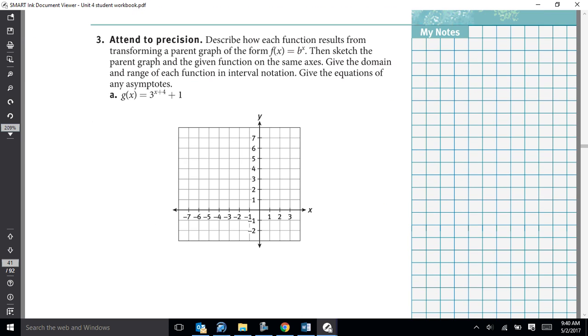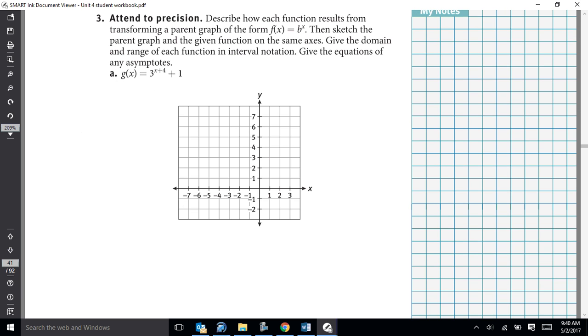All right, so now we're going to combine them. So if we look at A, we have 3 to the x plus 4, and then plus 1 at the end. Good. And so the 3, growth or decay? Growth, so we know our graph is going to start low and then increase. And then our plus 4, that's our x-axis. Are we moving to the left or to the right? We're going to move to the left 4. So we have growth, left 4, and then the plus 1 tells us up 1.